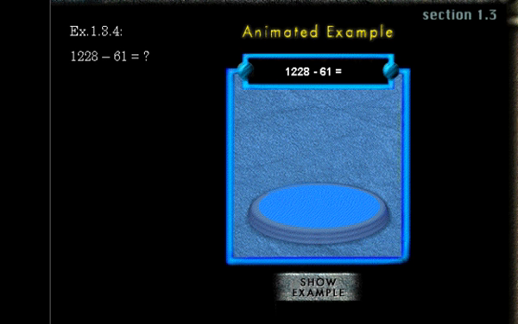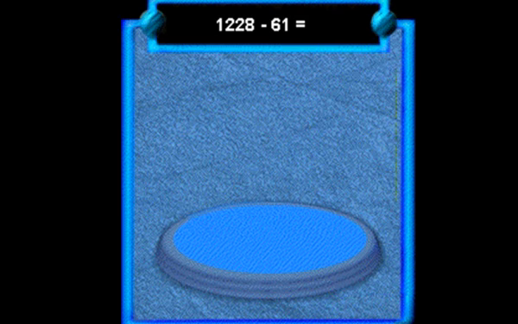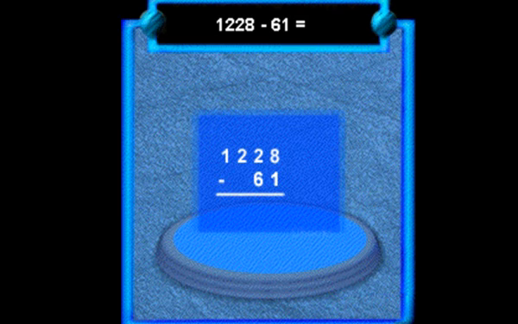Example 1.3.4. 1,228 minus 61 equals what? Step 1. Line up both terms, like this. Step 2. Subtract the ones column. 8 minus 1 equals 7 ones, so we put a 7 in the ones column, like this. Step 3. Subtract the tens column.